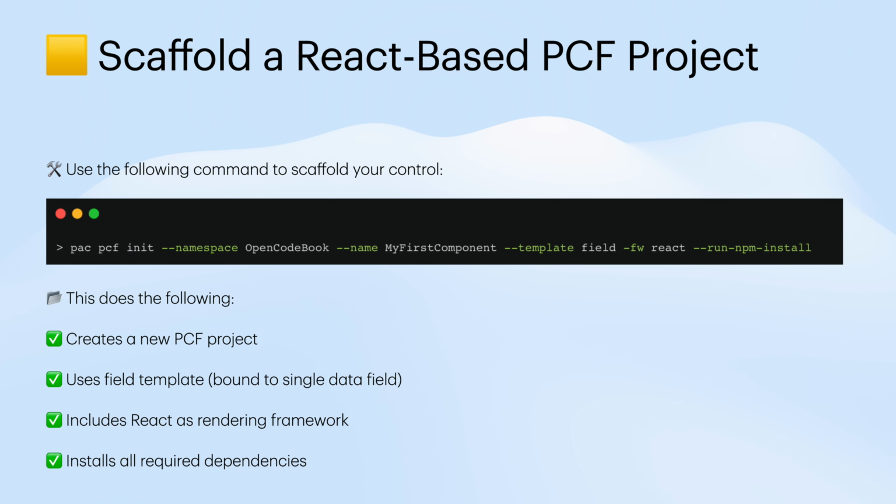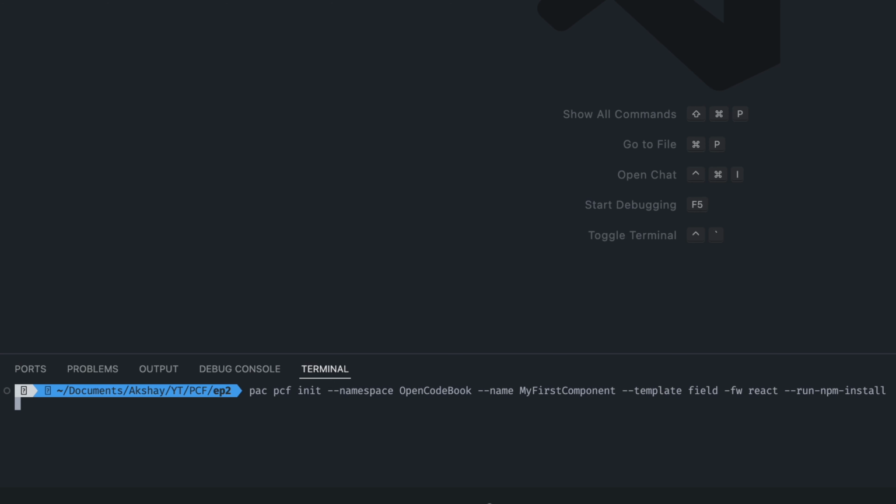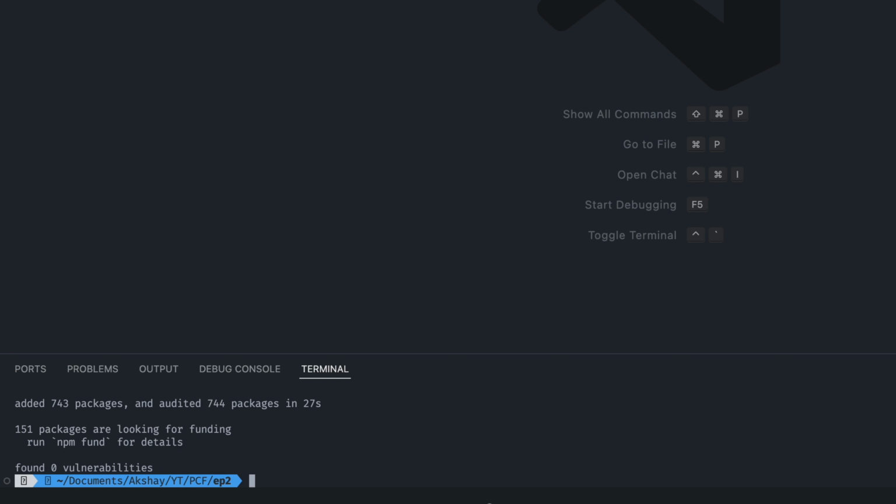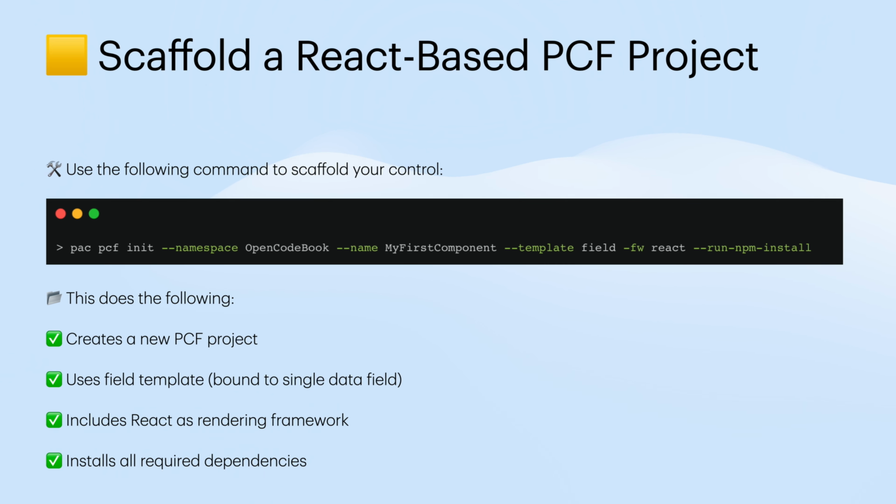To begin, we need to scaffold our PCF control using the Power Platform CLI. Here's the command we will use. This command does four things. It creates a new PCF project, uses a field template, which means it will be bound to a single data field, adds React as our front-end framework, and installs all dependencies automatically. Once you run this, you will have the foundation ready.